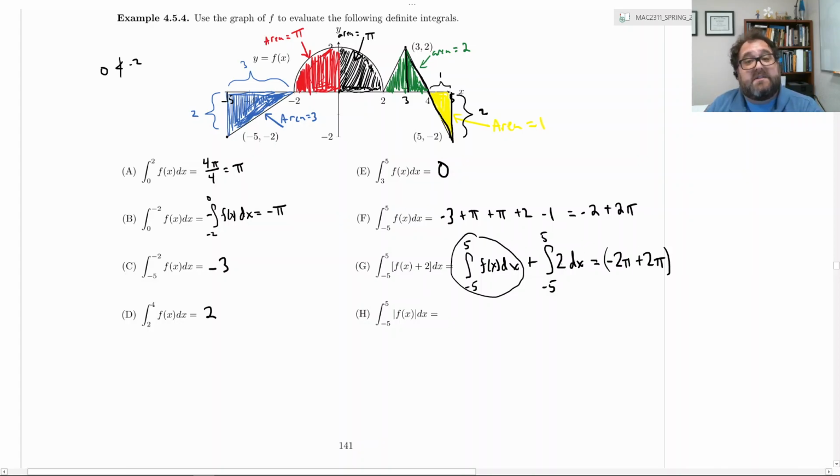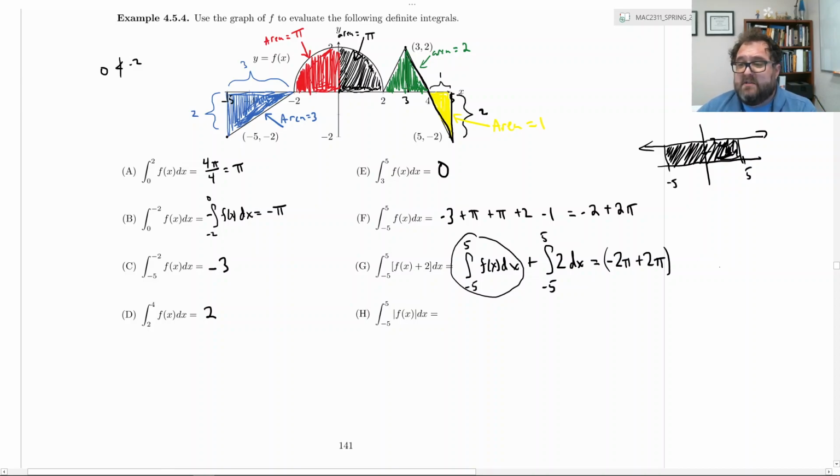But then I have to do this second definite integral, but it's a constant. So I can use a separate picture, separate geometry to figure it out because it's plus 2. It's a constant function 2. Let's put 2 right there. It looks like so. If I want the definite integral from negative 5 to 5, guess what I have? I've seen this picture now several times, or a similar picture. I have a rectangle. And a rectangle is super easy just to do by geometry.